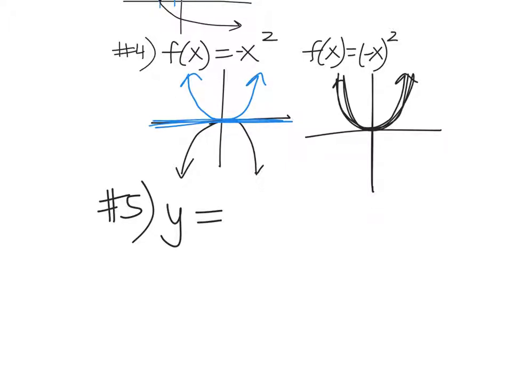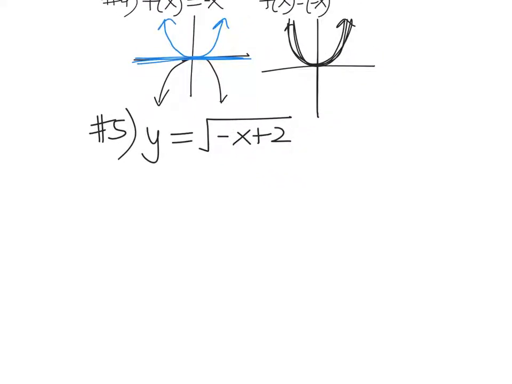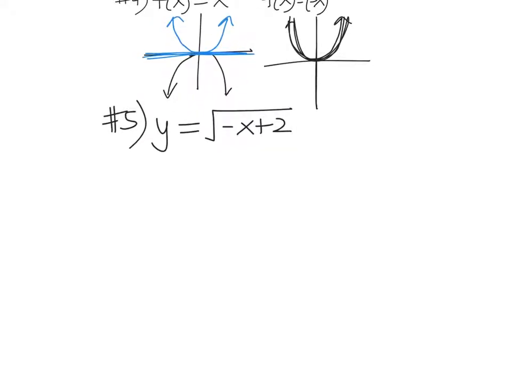Now, let me do one which really messes with people. Number 5. This is the last one of these, and then we'll go to stretches and shrinks. Let's do y equals the square root of negative x plus 2. Now, a lot of people will look at this and think, okay, we have to shift 2 to the left. And that's not right. You're like, what? That's a plus 2. Well, but it's a negative x. If I had y equals the square root of x plus 2, yeah, I would shift that 2 to the left. But now I have a negative x plus 2, so things change.